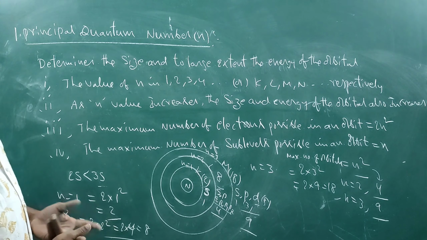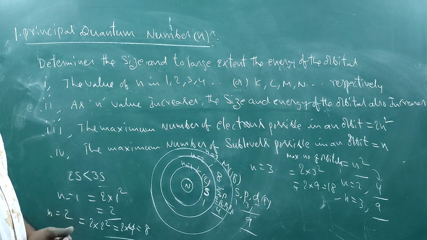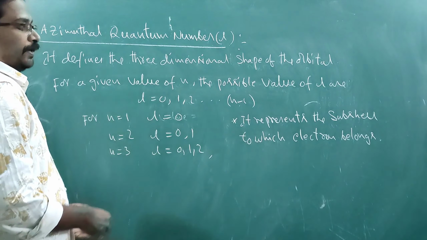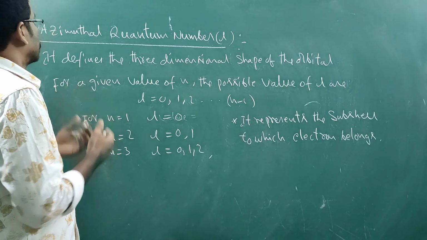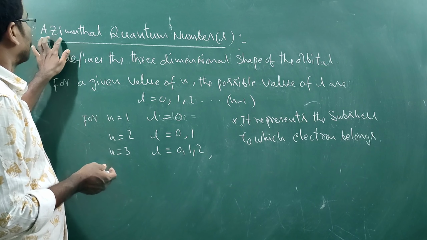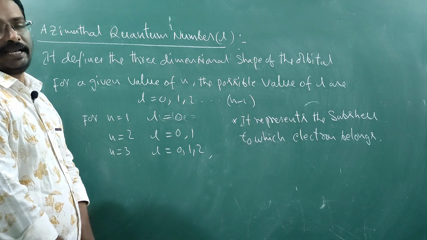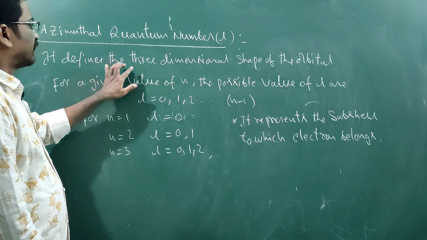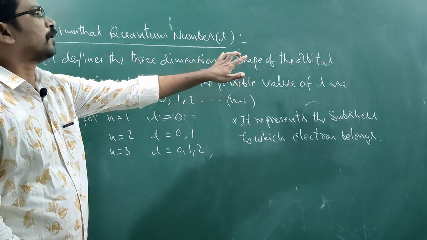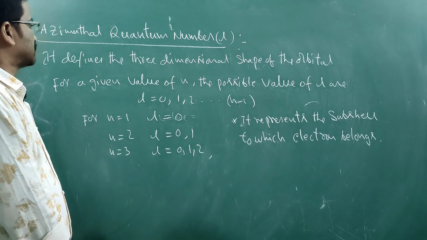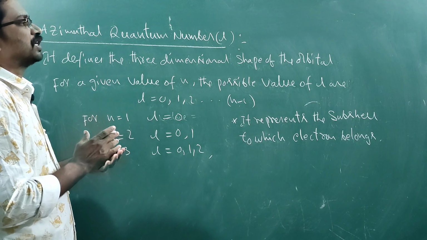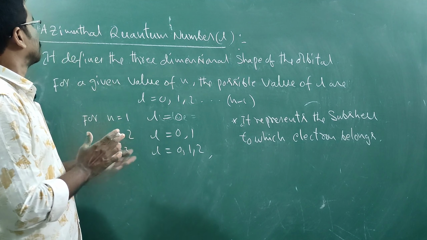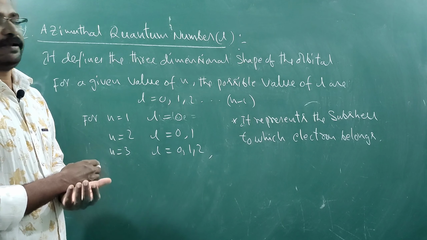Next one, azimuthal quantum number. Let us understand the concept. Second point, the azimuthal quantum number L. It defines the three-dimensional shape of the orbital. The shape of the orbital is the main purpose of the azimuthal quantum number L.